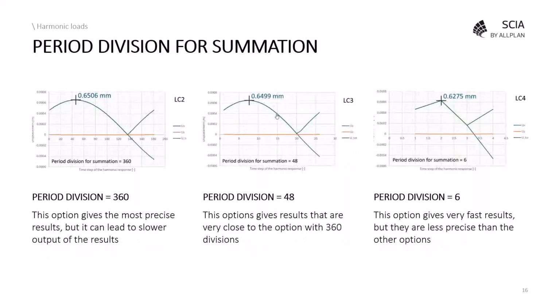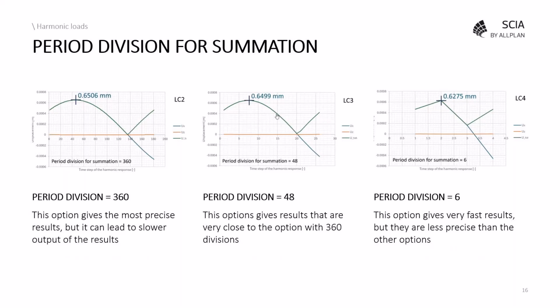Another new functionality is the possibility to specify the period division for summation. So you have a list of different values. It goes from 6 to 360. If we choose the option 360 subdivisions, this will give the most precise results, but it can lead to slower output of these results. Whereas if you choose a period division of 48 or 72, for example, the results will be very close to the option with 360 divisions, and of course, that will be faster.